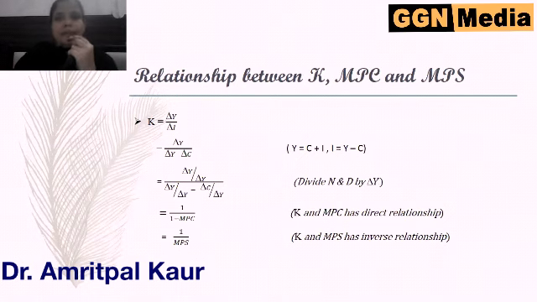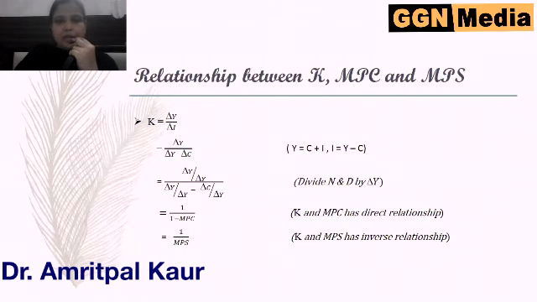Relationship between multiplier, marginal propensity to consume and marginal propensity to save. We'll start with the basic formula, that is ratio of change in income and change in investment. Now we all know income is the summation of consumption plus investment. From this equation we'll find the value of investment, that is income minus consumption. Now in the formula, in the denominator at the place of investment, we'll substitute income minus consumption. That means change in income minus change in consumption will be equal to change in investment. Now we will divide both the numerator and denominator by change in income.